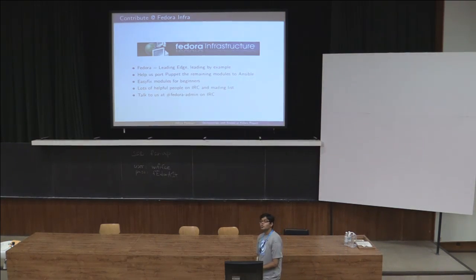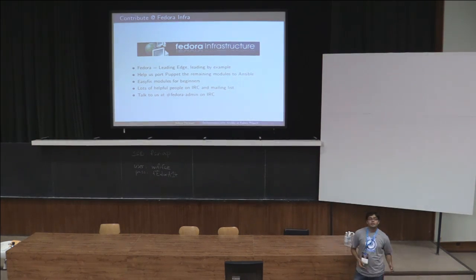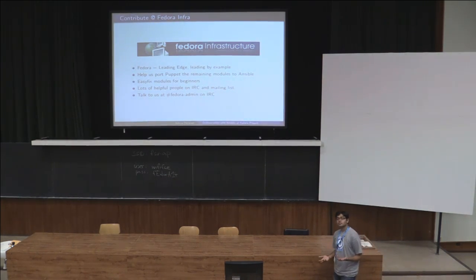So I want everyone to help us in this migration and further in Fedora Infra. Fedora is leading edge. We lead by example. We adopted Ansible very quickly when it came out, and I think we are doing really well. So I want you to help us in porting more modules. There are very few left. There are a few easy fix ones, which can help you get started really quickly.